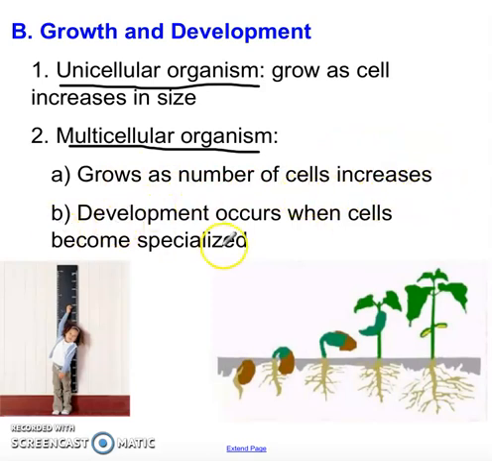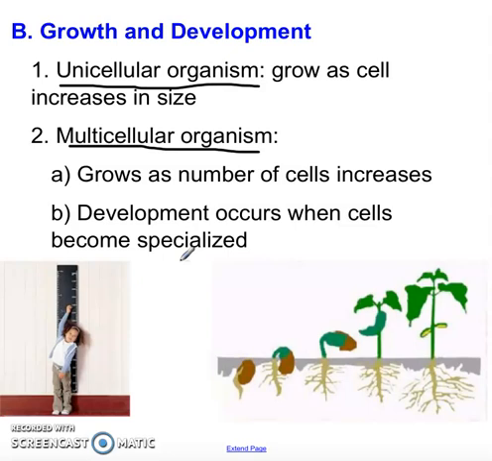And then development means that the cells become specialized. And specialized means it's only going to carry out a certain job. We have over 100 different types of cells inside of our body. We have brain cells, eye cells, skin cells, cheek cells, tongue cells, lung cells, liver cells, and so forth. And they all do a special job to help us live.